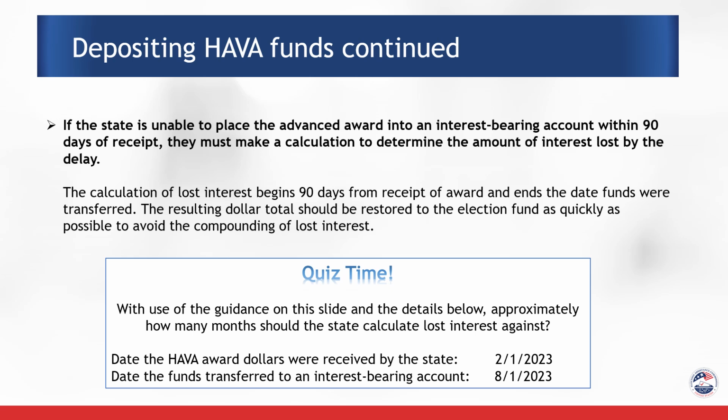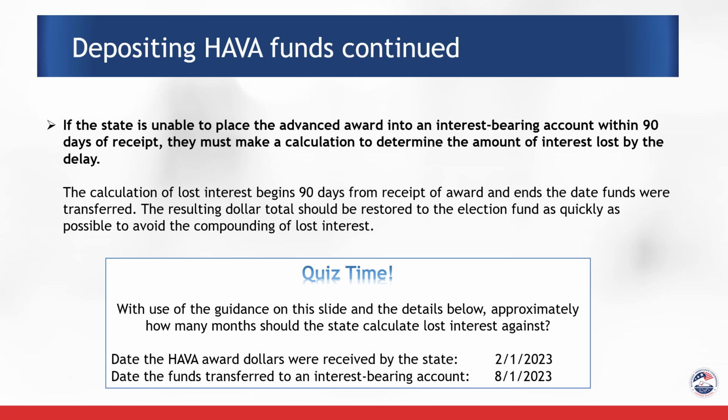Let's talk more about depositing your funds. If a state is unable to place their advanced HAVA award into an interest-bearing bank account within 90 days of receiving it, then they must make a calculation to determine the amount of interest lost for that delay. What that means is we are giving you 90 days from receiving your grant award to deposit it into an interest-bearing bank account. If at 90 days you have not yet transferred those funds into that interest-bearing bank account, then the clock starts for lost interest.